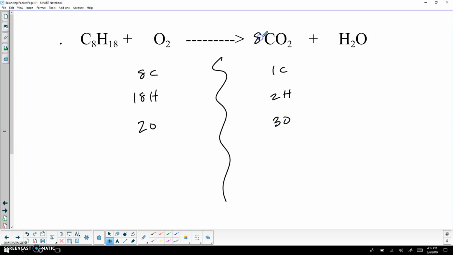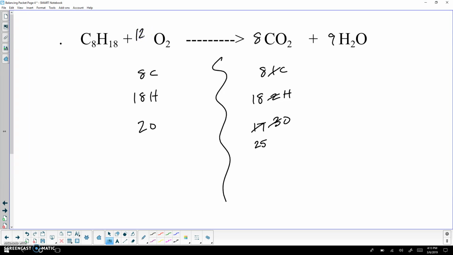Okay, I'm going to start by putting an 8 here, which is going to make my carbon dioxide. Oxygen, that's going to be 16 and 1, which is 17. 18 hydrogens, and if I put a 9 here, 9 times 2 is 18. For the oxygens, once again, I've got 16 there and 9, which make this 25. Okay, 25 is an odd number. There is a number that times 2 is 25, and that number is going to be 12 and a half.